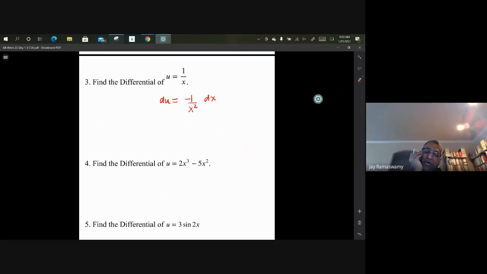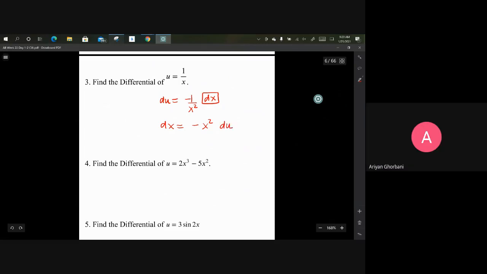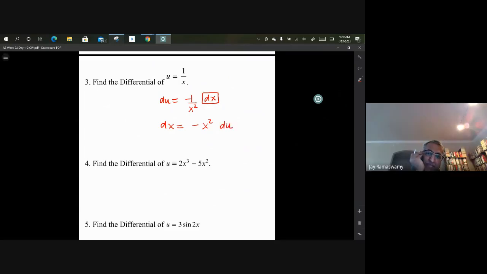Okay, now I'm going to do a second step. Everybody, look at the board. I'm going to solve for dx. Let me show you how to solve for dx. So should I multiply by the reciprocal to get dx equals, if I multiply both sides by the reciprocal, will I get negative x squared du? Are you able to do that in your head? I'm just multiplying both sides by the reciprocal of this guy.